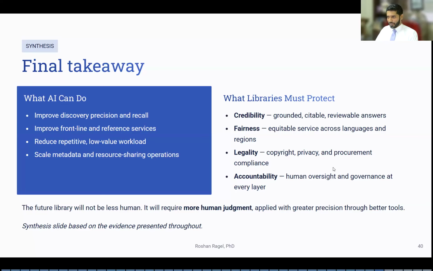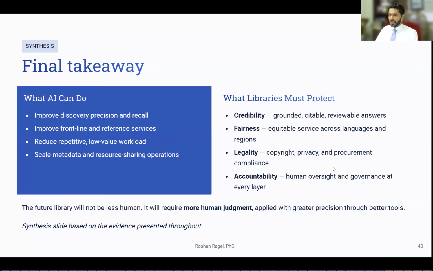I gave examples of all of this, but while making all of this better and faster, the more important item, I would say, is that libraries should still protect credibility. That's something that only libraries can provide, and traditionally have been providing. And it has to continue providing fairness and legal aspects like copyright and so on, and also accountability, making sure that what AI does is something people can take responsibility for. The library institution can take responsibility for what AI provides.